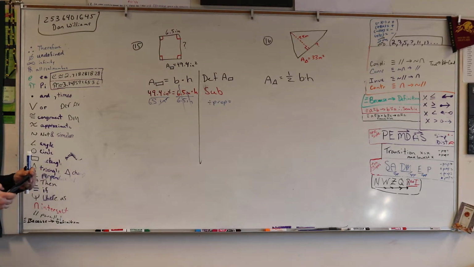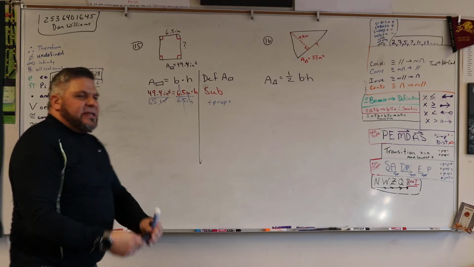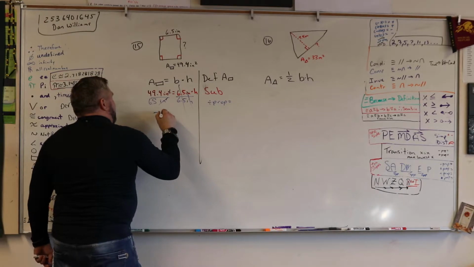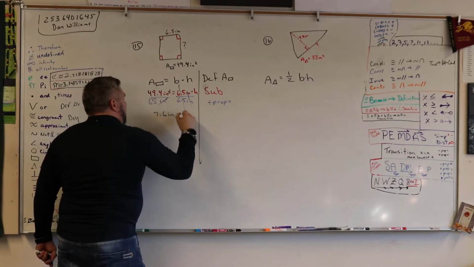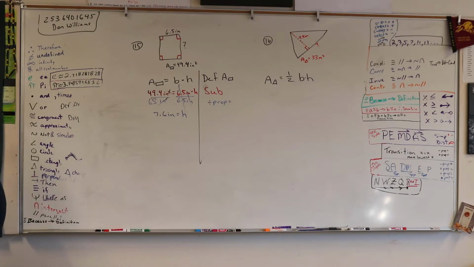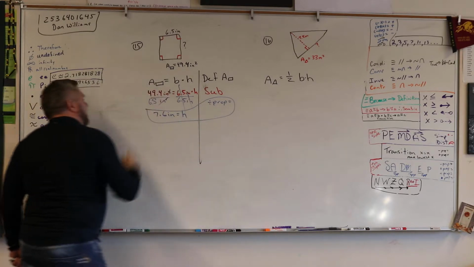49.4 divided by 6.5. 7.6. So we're left with 7.6 inches equals the height. Right? And that's it. That's all we had to do.